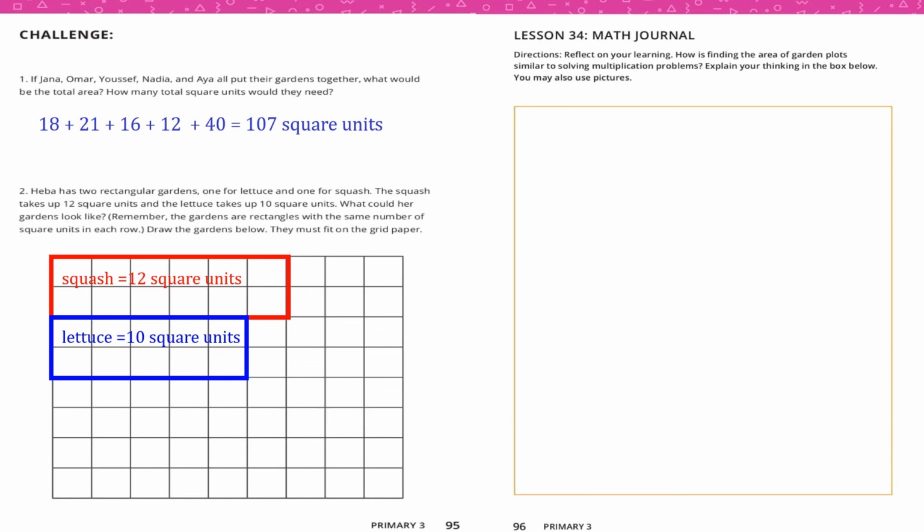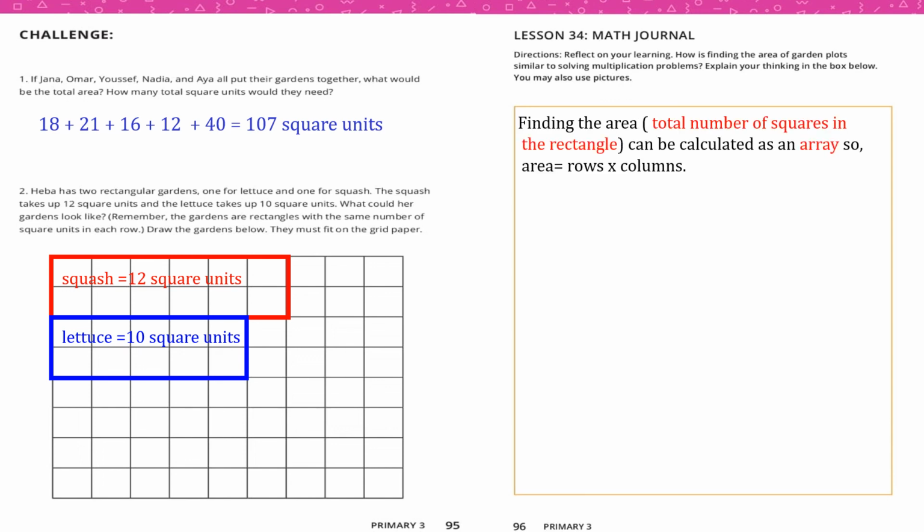Our math journal. How is finding the area of a garden plot similar to solving multiplication? Explain your thinking. We will say finding the area, or the total number of squares in a rectangle, can be calculated as an array. So the area equals rows times columns, as we did before.